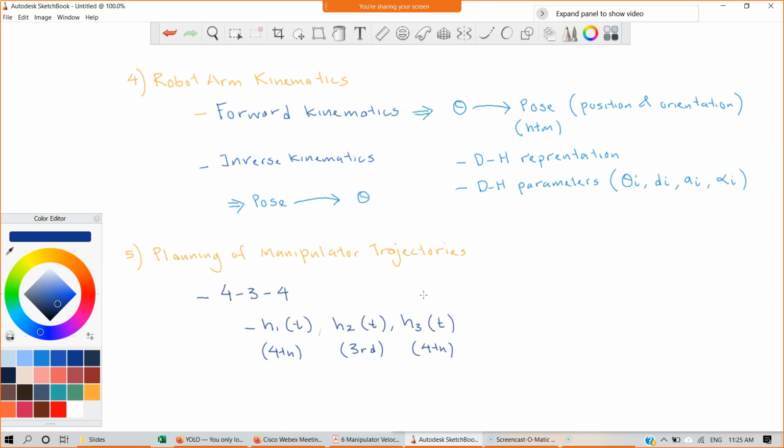So what happens in a 4-3-4 trajectory is that you would have a desired initial pose. Let's say I'm not going to draw the rest of the robot. Let's say this is the initial pose of the end effector, and then you have a final pose of the end effector.